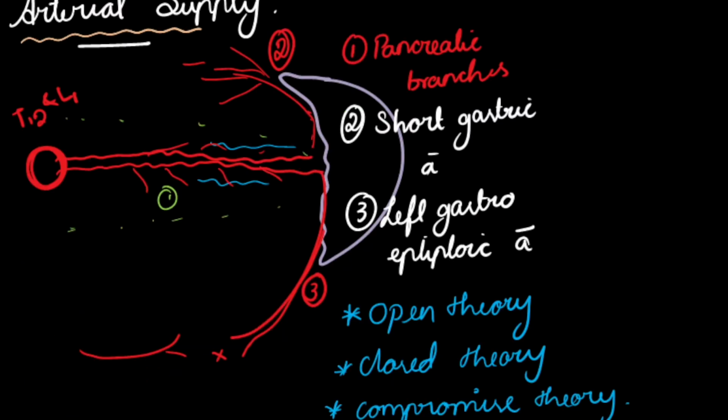And in case of arterial supply, so the main artery which is supplying the spleen is splenic artery, and the splenic artery gives 3 branches. One is pancreatic branches, like there will be numerous pancreatic branches, then short gastric branches to the fundus of the stomach, and then at last the left gastroepiploic artery which anastomoses with the right gastroepiploic artery. So in case of arterial supply we have 3 different theories related to the spleen, and it is open theory, closed theory and compromise theory.